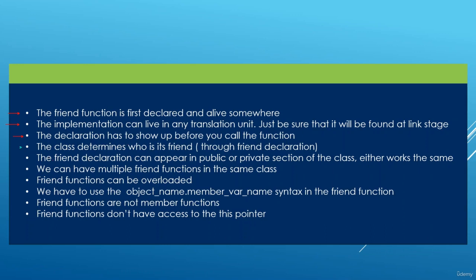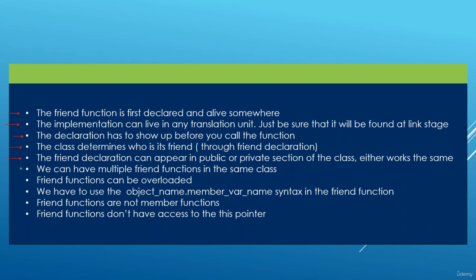The class is going to determine who is its friend. For example, we had to set up the friend declaration from the dog class. It is impossible to set up friendship from the outside. The class that has the members that you want to access has to do the declaration because they are the owner of the data that you are potentially trying to access. The friend declaration can appear anywhere in the class. It can be in a public section. It can be in a private section. So this is really not going to matter.